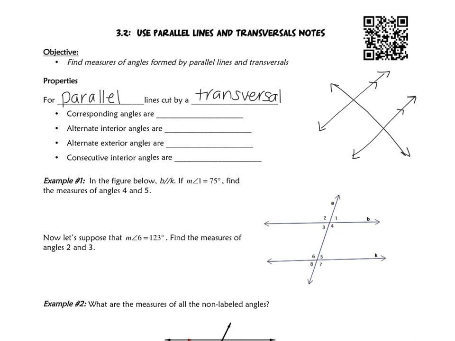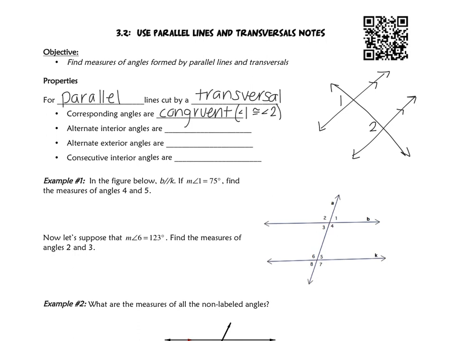So corresponding angles would be like angle 1 and angle 2. They're both above and to the left of the transversal. So with parallel lines, those corresponding angles are congruent. And I'll even put my example, angle 1 congruent to angle 2 because they're in the same position, they're corresponding.